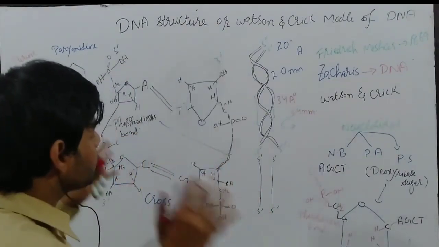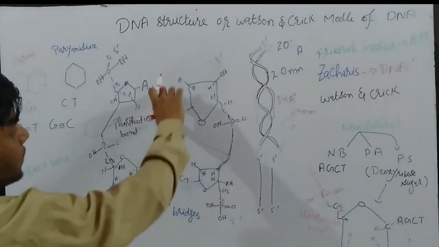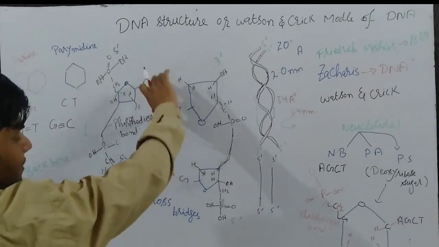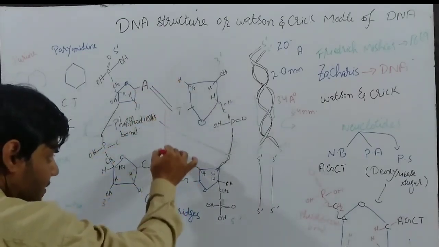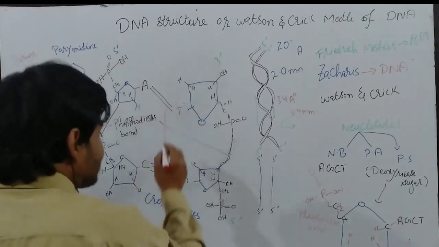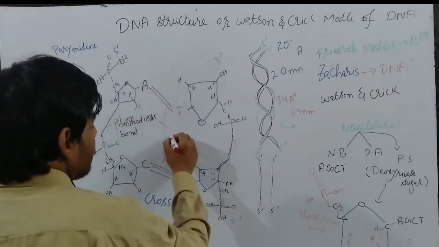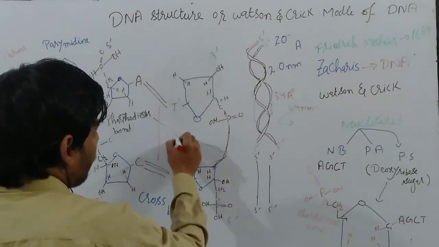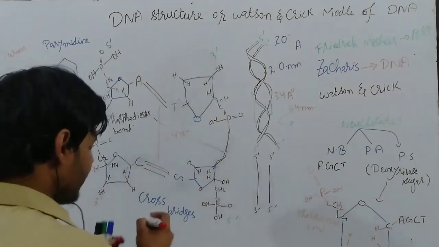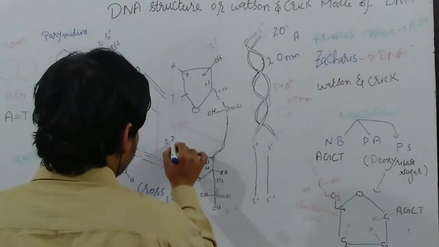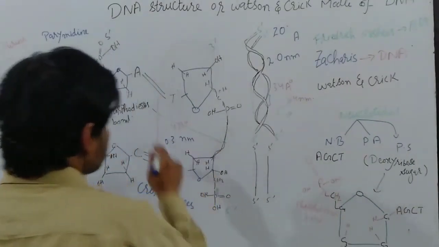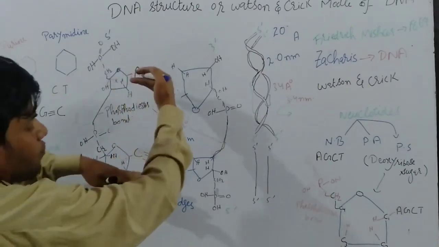According to them, the distance between one nitrogenous base and another nitrogenous base is almost 3.4 Angstrom, and if we write it in nanometers, it is 0.34 nanometer. So this is the distance between the nitrogenous bases.